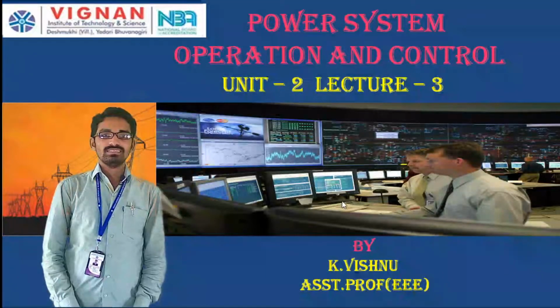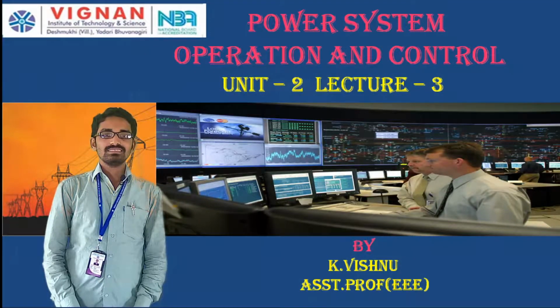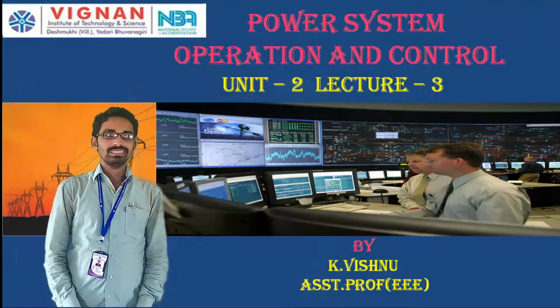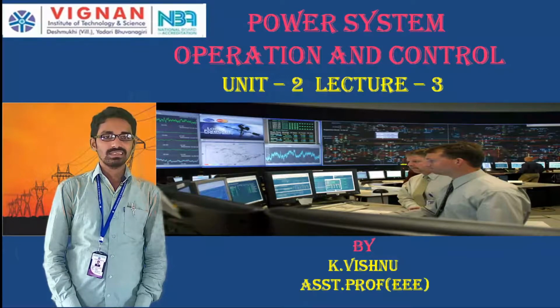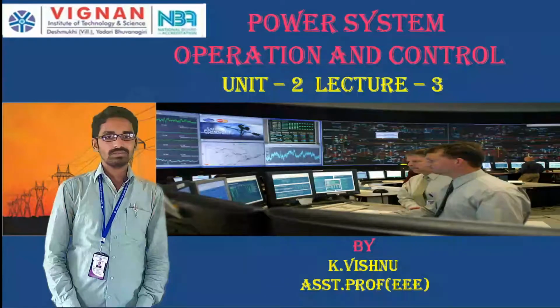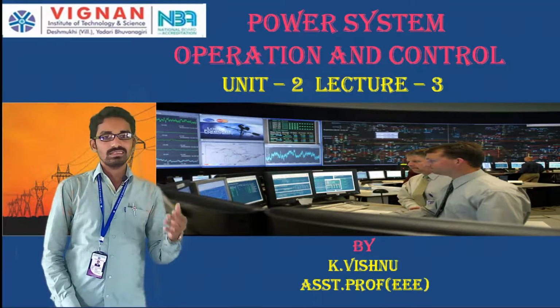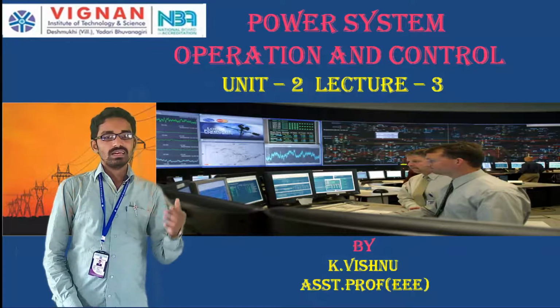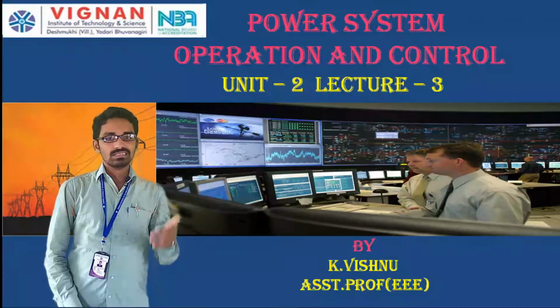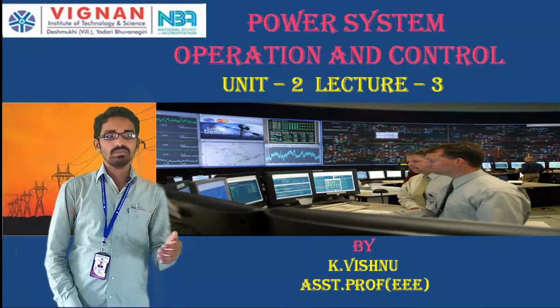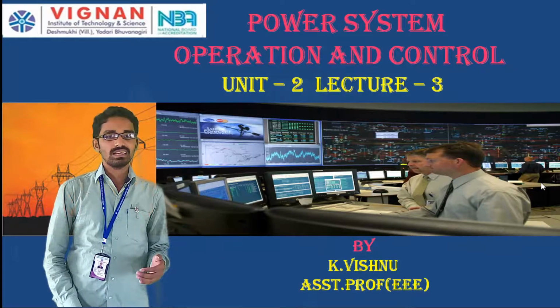Hello everyone. In the last class we have seen the generation and absorption of reactive power. There are mainly four components: the synchronous machine, the transformers, transmission lines and underground cables. We also saw how the transformers and transmission lines behave.